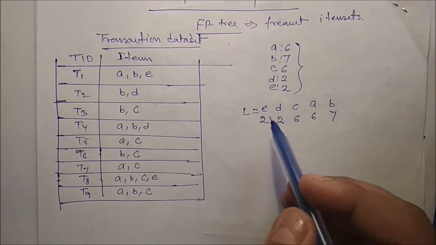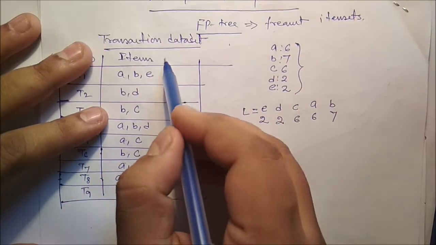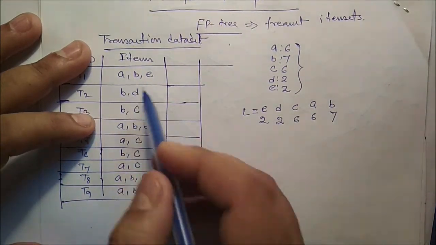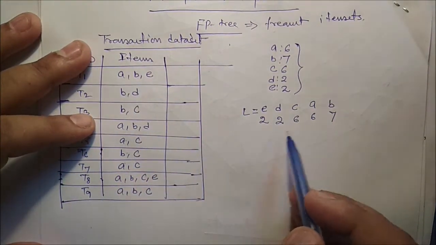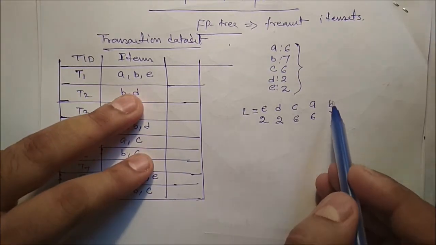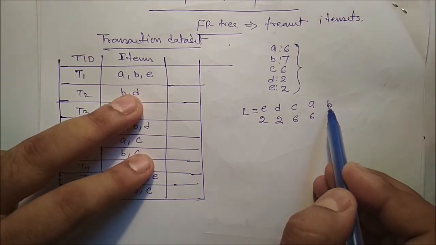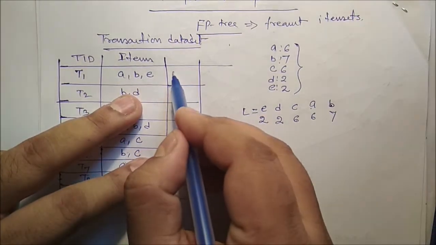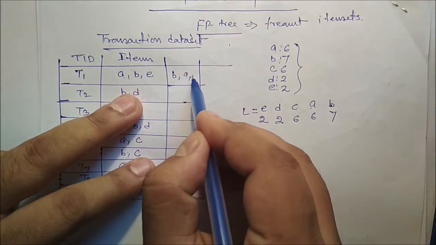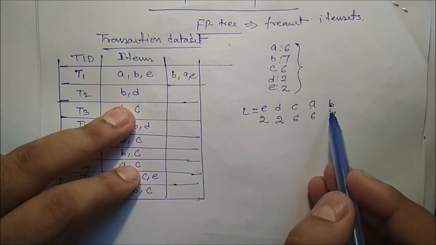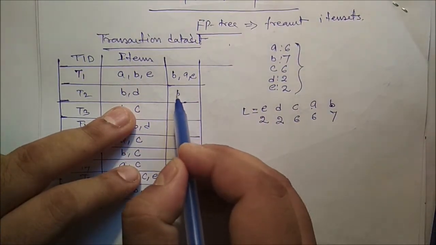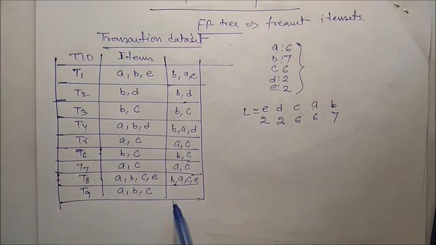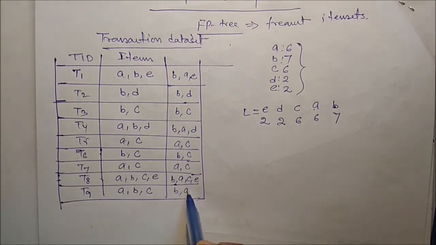For our convenience, we can arrange this dataset based on this order. So first will be B, then A, then E. So just write down B, A, E. Then in BD, first B should be there, then D. So B and D. Then B and C, then B, C, E and B, A, C.